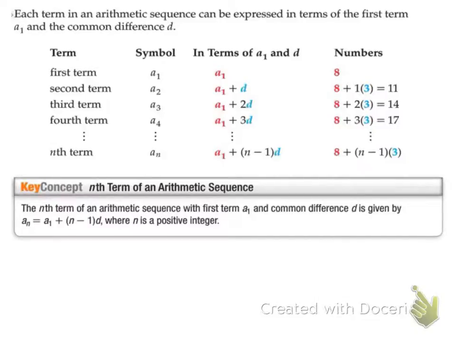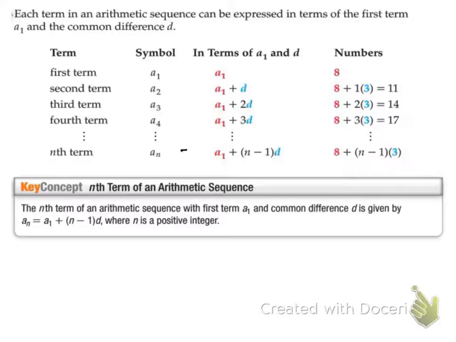Now, wait a minute. Do you guys start to see a pattern? This is the second term, but I'm only adding it once. This is the third term. I'm only adding 2 because it's always 1 less than the term I'm asking for. If I'm asking for the nth term, a sub n, then it's the first term plus whatever that term is minus 1 times d. d is the common difference that you will establish.